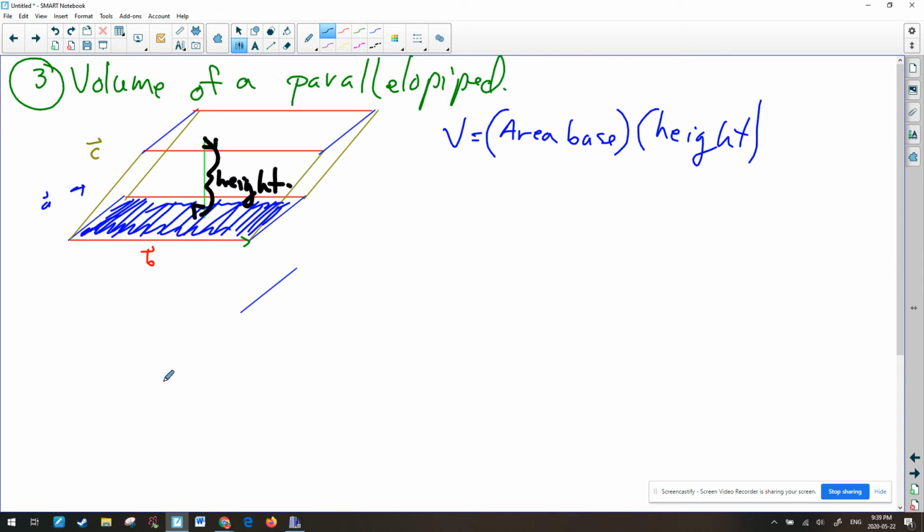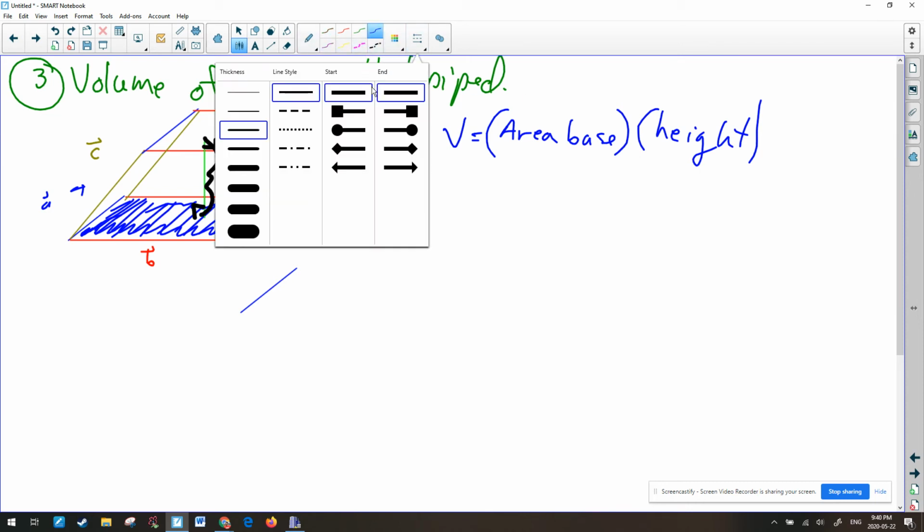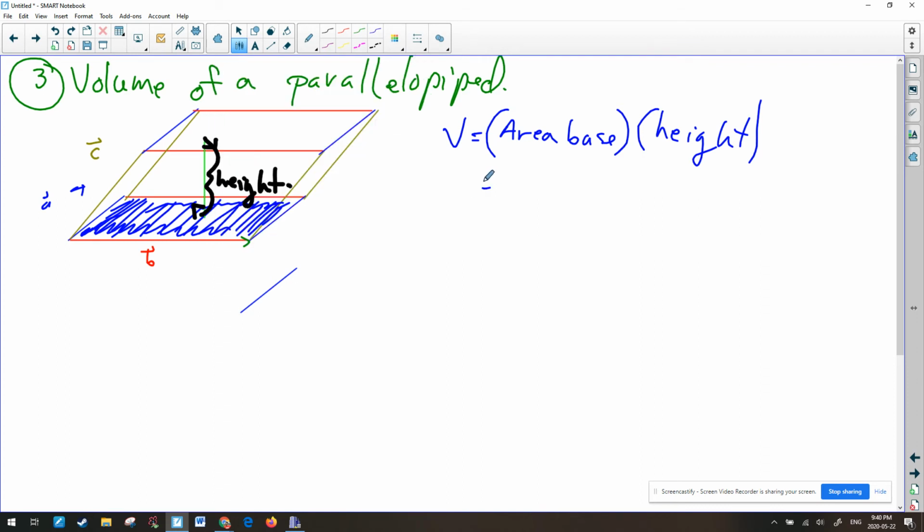Okay, that is the height. So let's go back to what we got going on over here. Is that blue? I think so. We know the area of the base is equal to the magnitude of A crossed with B, right? Because we've said that's how to find the area of a parallelogram. Okay, I was looking at something else.